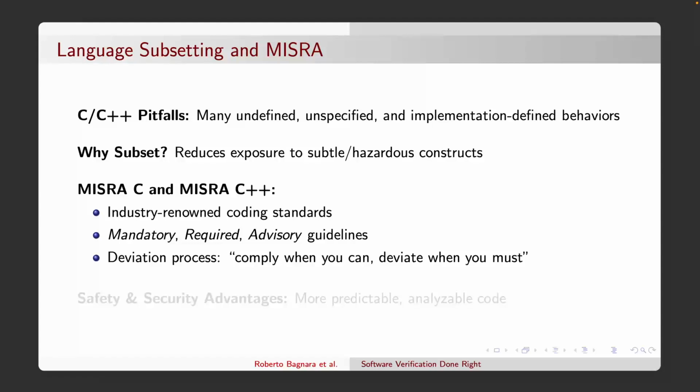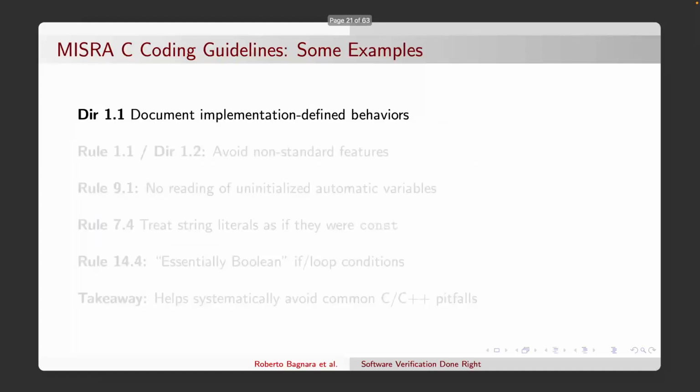The point is not that you shouldn't do this, no matter what. The point is code quality. So the rationale is comply when you can and deviate when you must. The thing is particularly important when safety and security are at stake. Adopting the MISRA C and MISRA C++ coding standards results in more predictable and analyzable code.